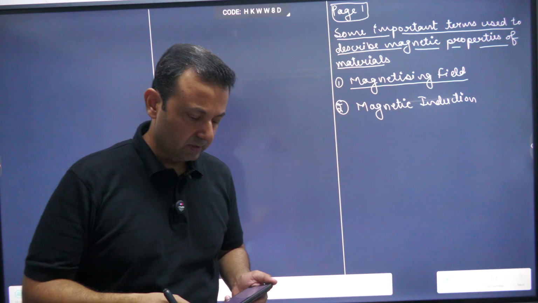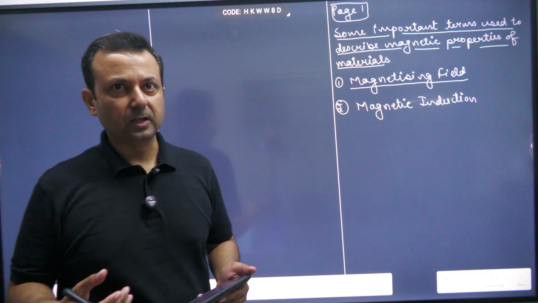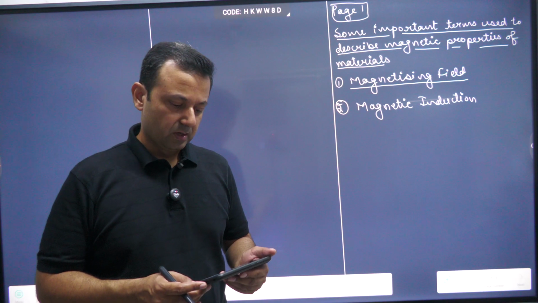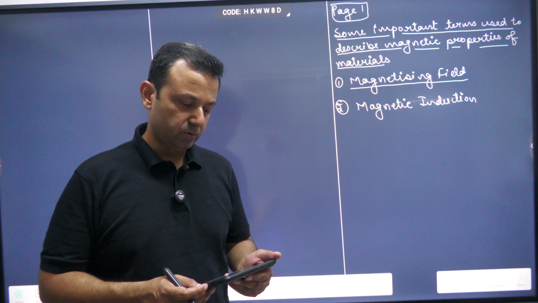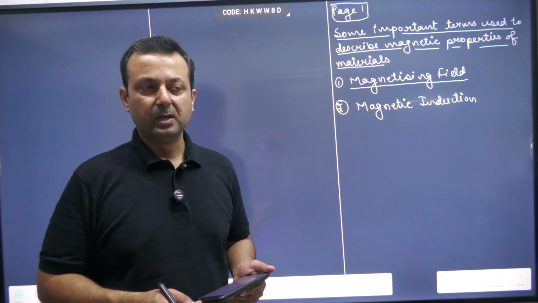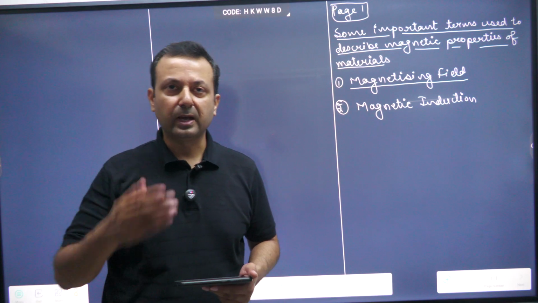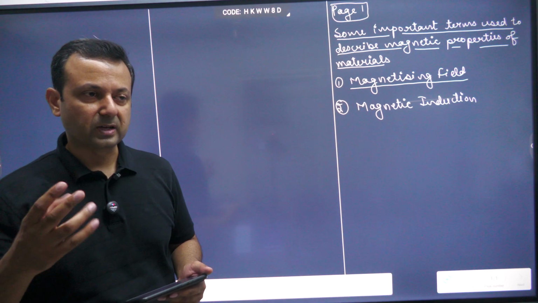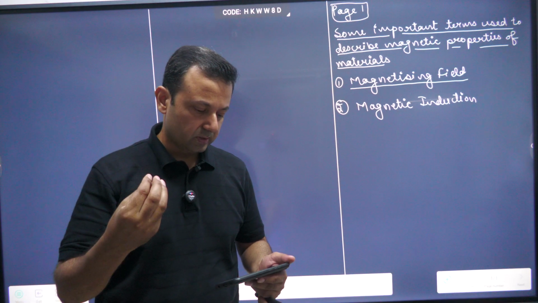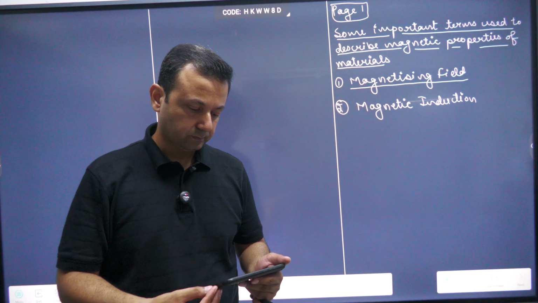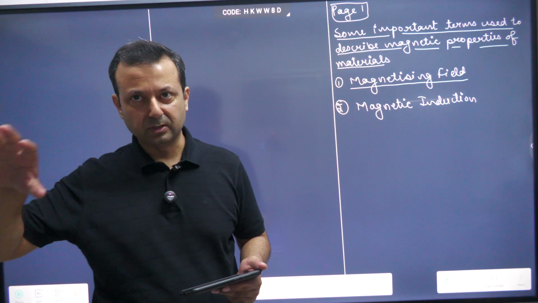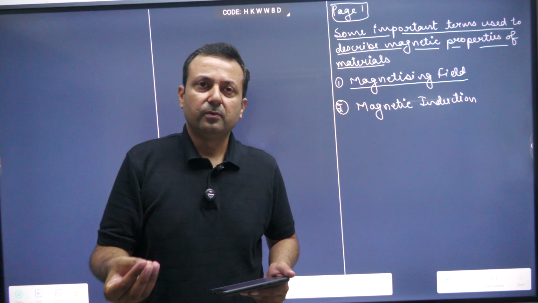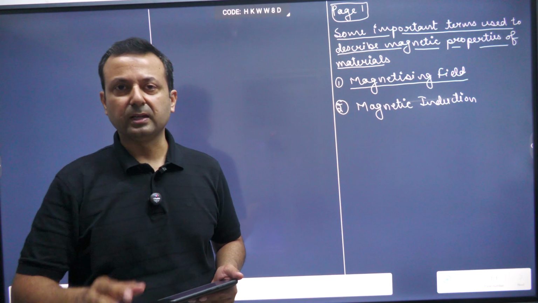The total magnetic field inside a magnetic material is the sum of the external magnetizing field and the additional magnetic field produced due to magnetization of the material. So, any magnetic material has two types of magnetic field. First is external magnetic field, external magnetizing field. Magnetizing field is that field which induces magnetism in any magnetic material.